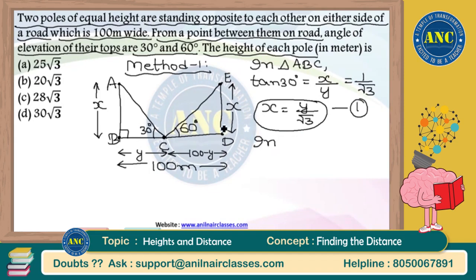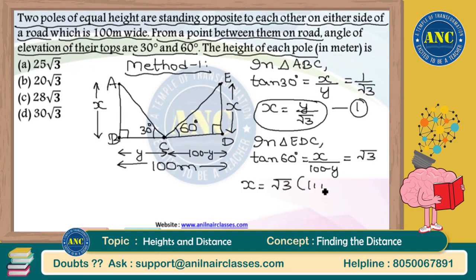Similarly, in another right angle triangle EDC, there is an angle of 60. Tan 60 degrees is opposite ED, which is again X, over adjacent CD, which is 100 minus Y. Tan 60 value is root 3. So I can write X is equal to root 3 times 100 minus Y. This is my second equation.